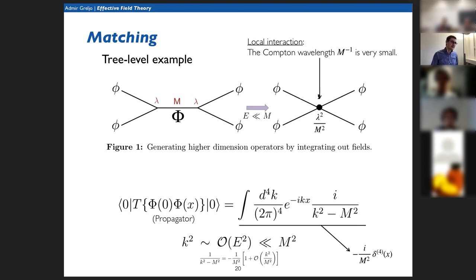And intuitively what happens is that when you are exchanging this heavy particle and you are working at very low energies, meaning the wavelengths of your real particles that come into the interaction and get out are much bigger than the Compton wavelength of the heavy particle that is exchanged, this thing is local. Or mathematically, you can see it: if you put k squared to zero, this integral is just a delta function of x. So the matching is that the Wilson coefficient of this local operator is expressed in terms of the coupling and the mass in the complete theory. That's the matching. Okay.